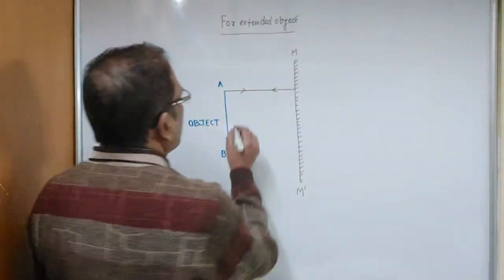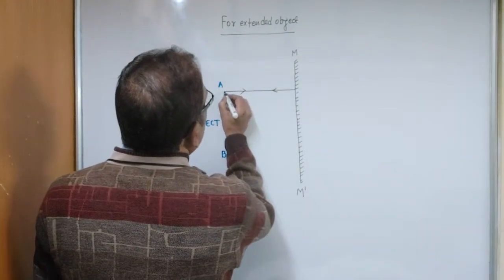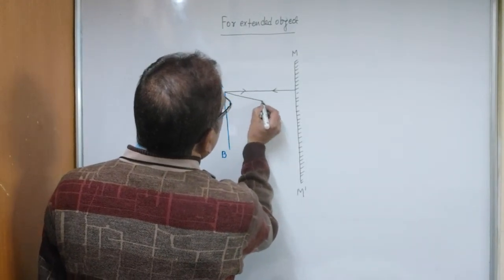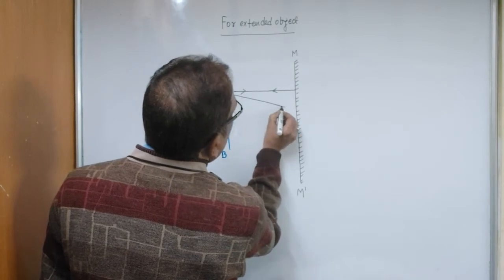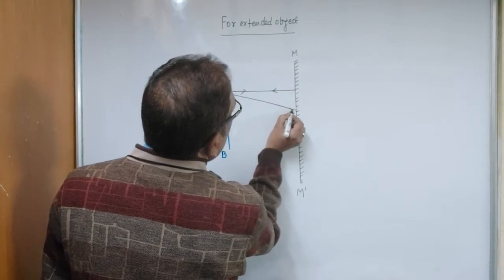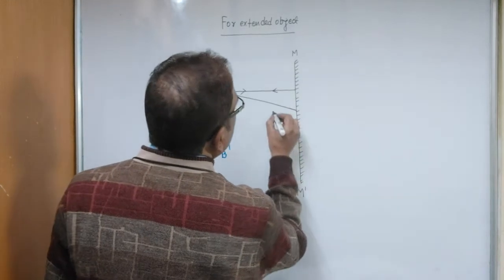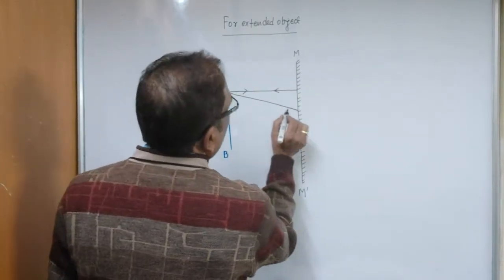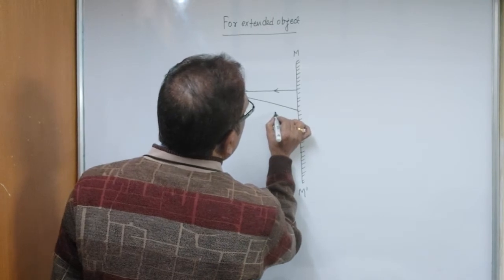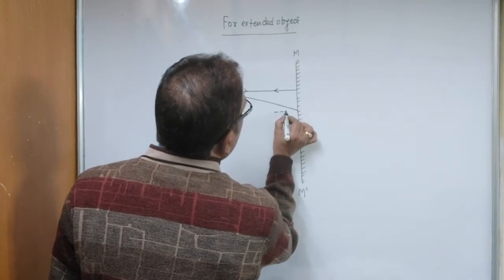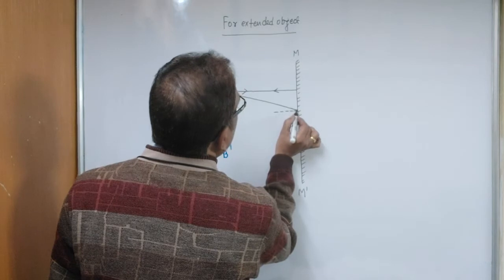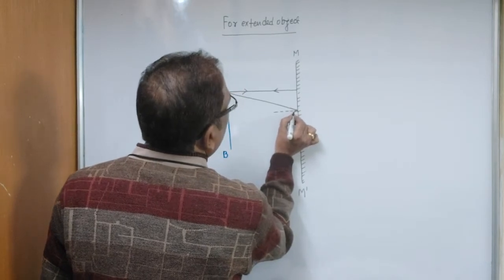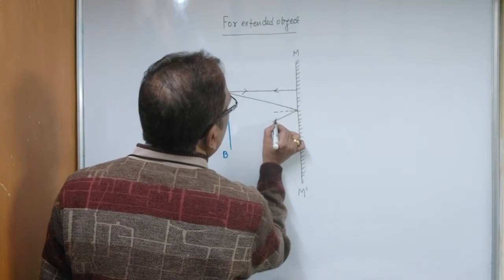Now take another ray. Suppose this is another ray of light. At the point of incidence, this makes some angle. So draw a normal at the point of incidence, and suppose this is the reflected ray.